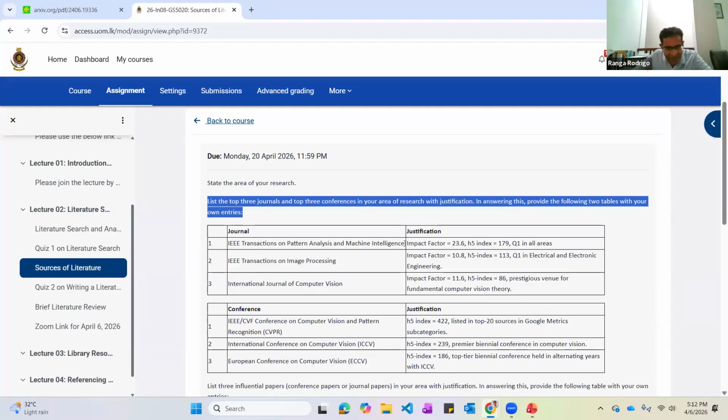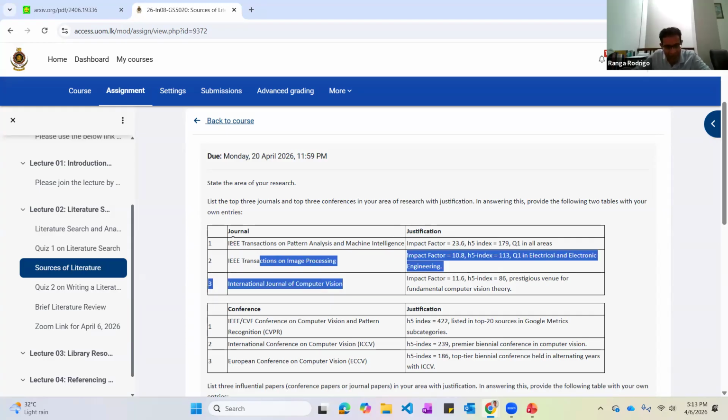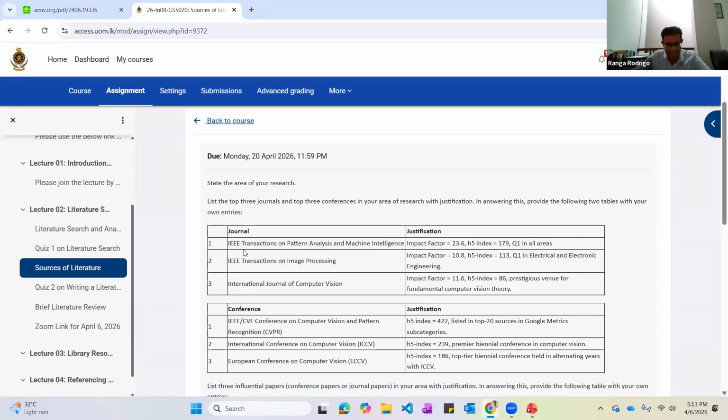So you can see the evidence that I'm giving, that I'm listing IEEE Transactions on Pattern Analysis and Machine Intelligence, that is the topmost journal. Impact factor, H5 index, Q1 in all areas. So that is good enough justification to show that this is an authentic journal in my area. IEEE Transactions on Image Processing, impact factor this much, H5 index this much, Q1 in electrical and electronic engineering. International Journal of Computer Vision, impact factor 6.8, like that. So you can see the justification I'm giving to show that this is an authentic or a very high quality journal in my area.